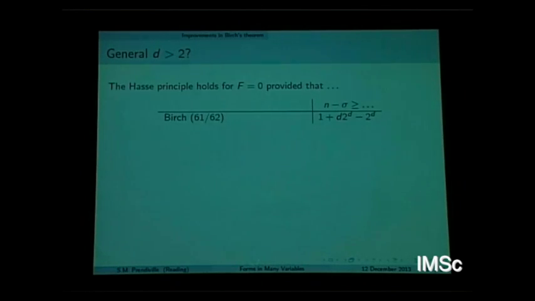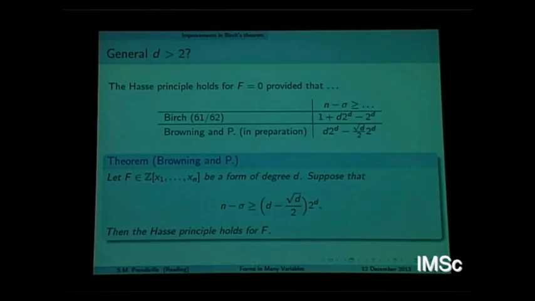So what does Birch require for general d? We need n minus sigma to be at least 1 plus d times 2 to the power d, so that's our main term, d 2^d. And then we've got a saving of minus 2^d, a lower order term which is a saving. And recently, myself and Tim Browning, we managed to improve this. Not the main term, d 2^d, but we can make an extra saving in the lower order term. So we can put a factor of root d over 2 times this lower order saving.